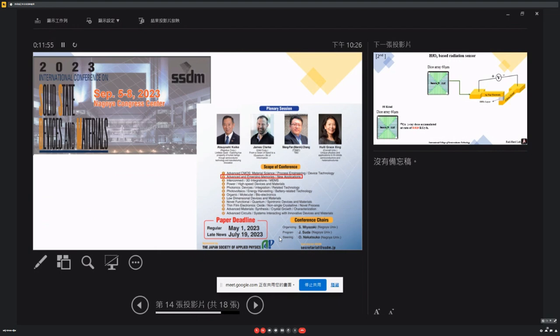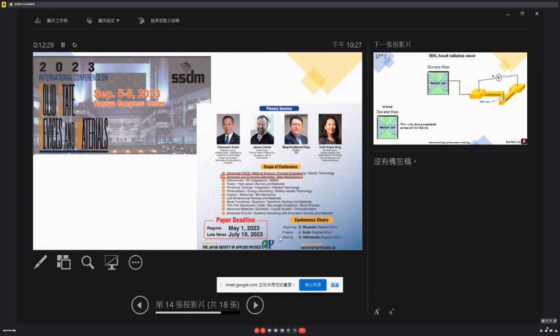The deadline is on the first, so it's a very short time. I have almost prepared the draft, but I have to modify it. Other groups also have the chance to submit if they like. You can also submit a late news paper. If you submit late news, there will be no chance to register for journal publication, but you can attend and give an oral or poster presentation.